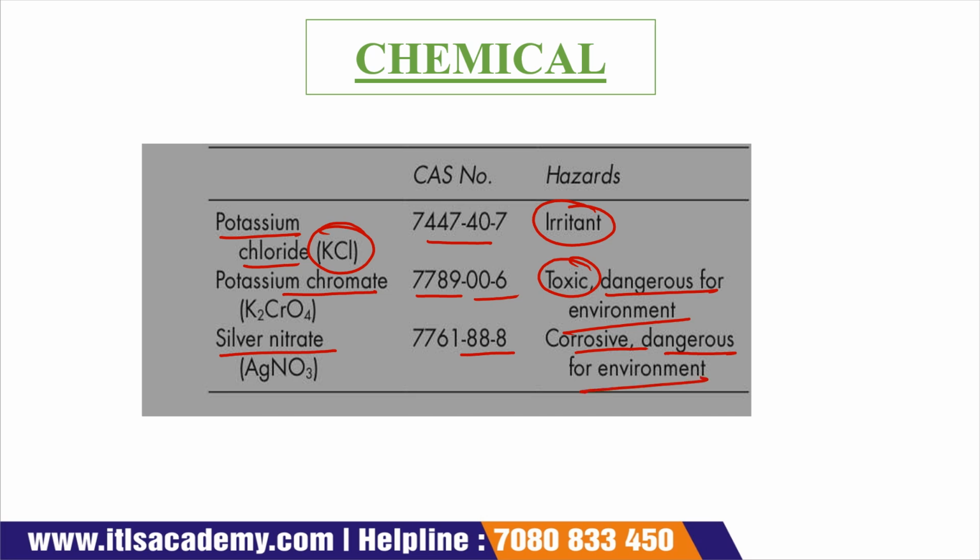So we are using three chemicals: potassium chloride, potassium chromate, and silver nitrate, and all three have hazards. They are either irritant, toxic, dangerous for our environment, or corrosive in nature. So when we use these chemicals, we have to take care during their use.